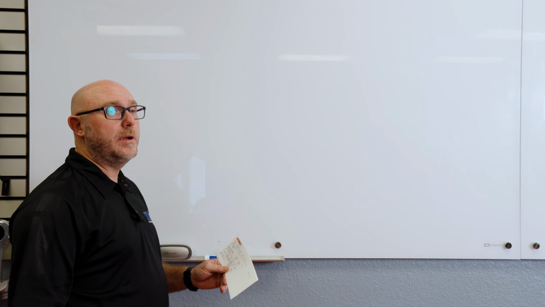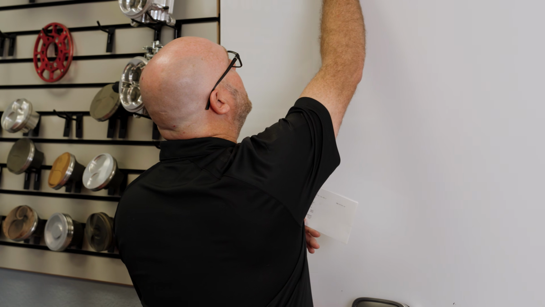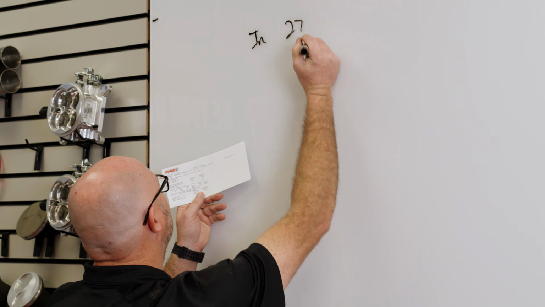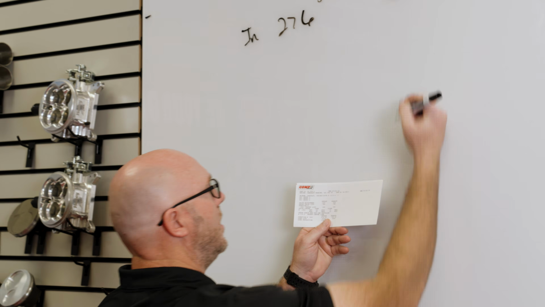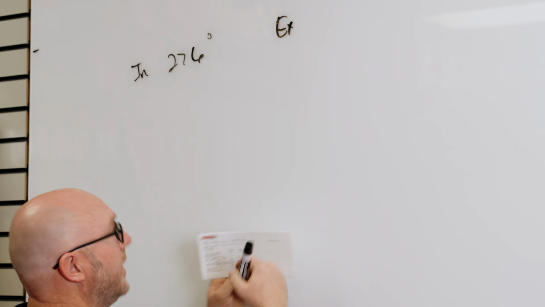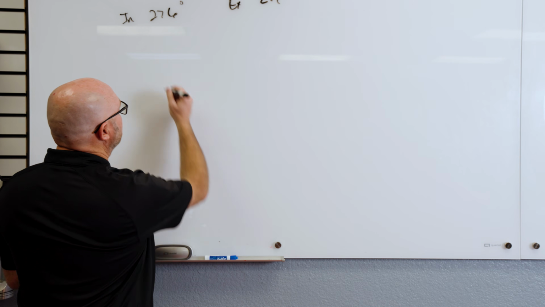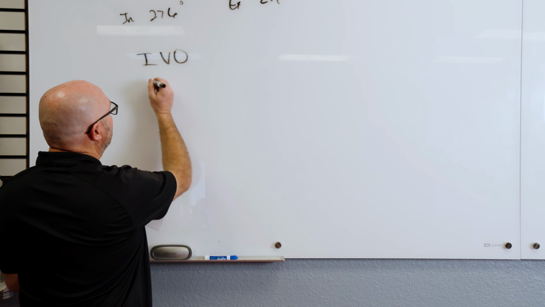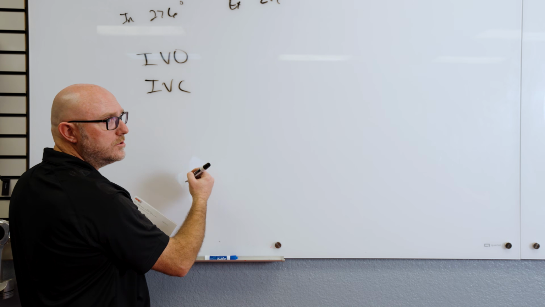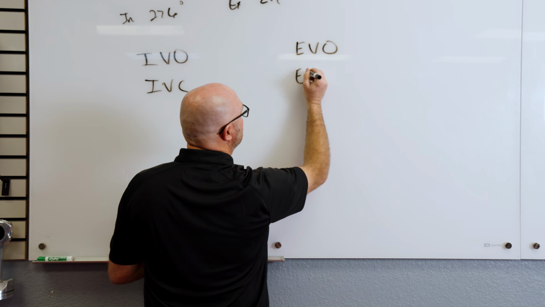So if I look at this cam card, it tells me duration. Now remember, this is duration at my cam lobe, not necessarily at the valve, but it says the intake is 276 degrees, and it says that my exhaust here is 294 degrees, okay? Now, if I relate that to my 4 events, what I'm gonna have is intake valve open, I'm gonna have intake valve close, I'm gonna have exhaust valve open and exhaust valve close.